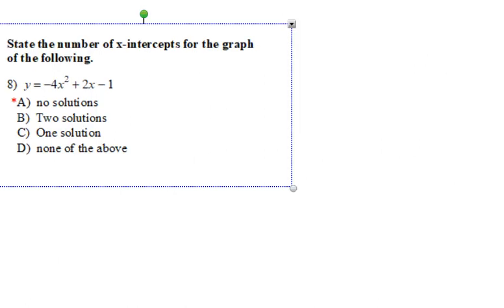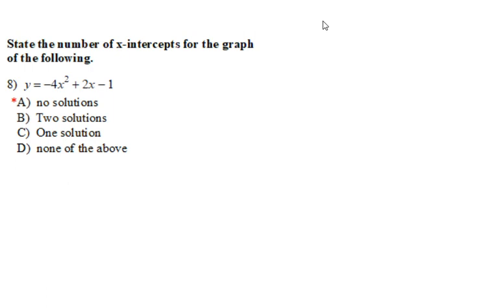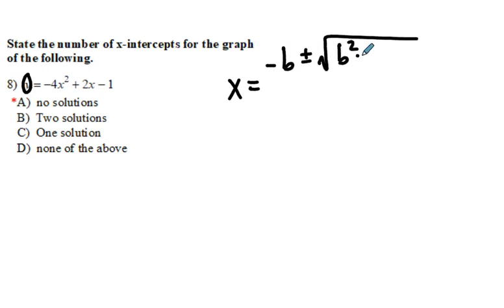8, state the number of x-intercepts for the graph. The number of x-intercepts was based on the discriminant of the quadratic formula. The quadratic formula says that if you want to know when y is equal to 0, you use the following formula. It's negative b plus or minus the square root of b squared minus 4ac, all divided by 2a. You derived that. You actually derived it and wrote it down on a piece of paper, the majority of you.